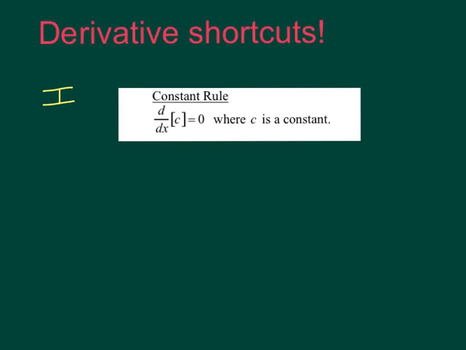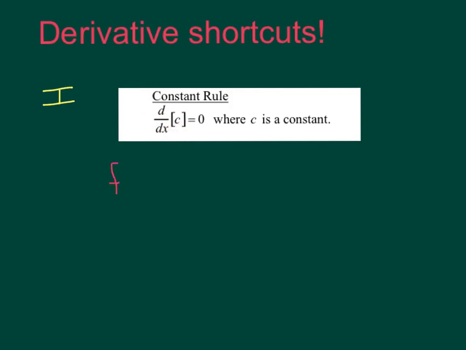Alright, so our first derivative shortcut is the derivative of any constant is 0. Now notice the notation, this d dx. Again, this implies we're taking the derivative. C, they're telling us, is a constant. So not only, again, do we need to get used to writing this notation, but also reading it. The derivative of a constant equals 0. Now this should make perfect sense.